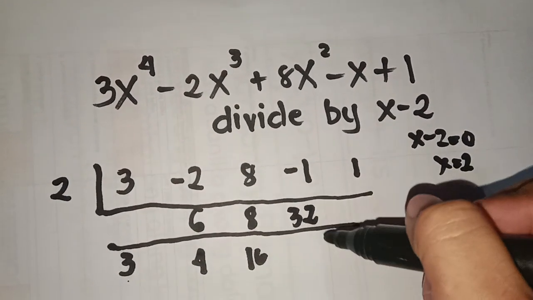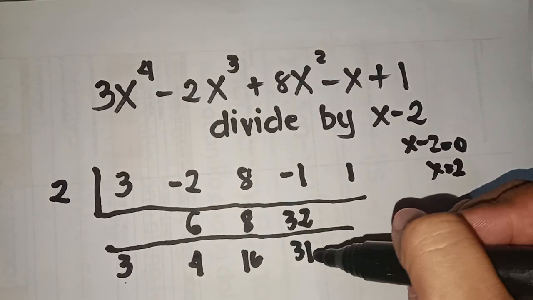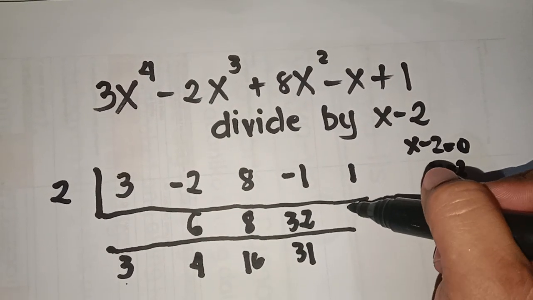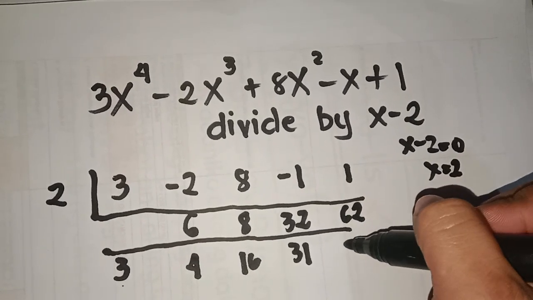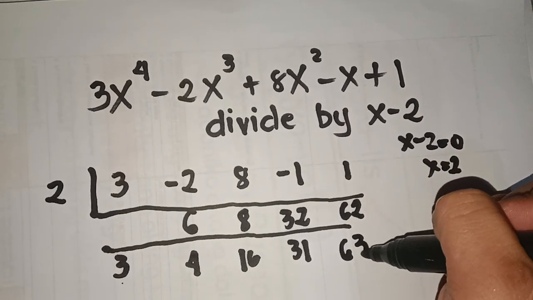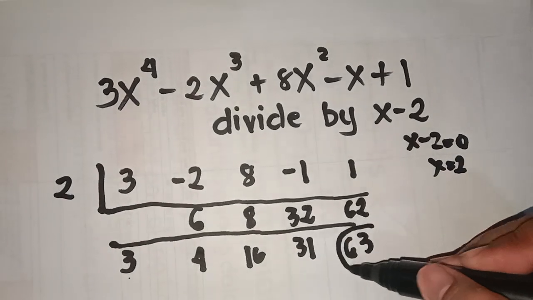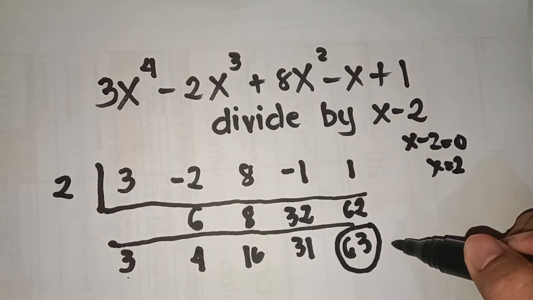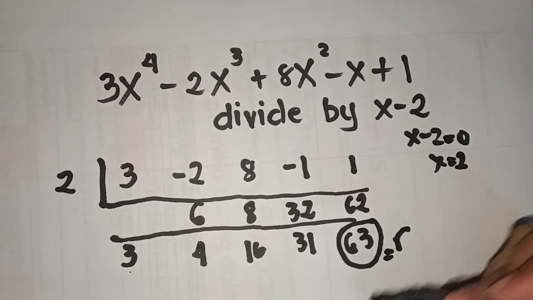Then negative 1 plus 32 is 31. 31 times 2 is 62. Then 1 plus 62 is 63. Alright, so this 63 is your remainder. This is your remainder of the 63.